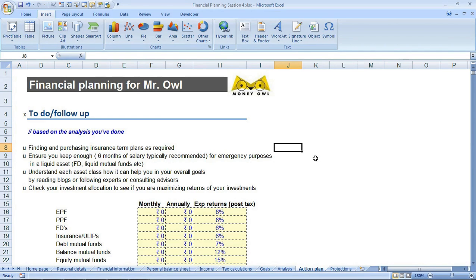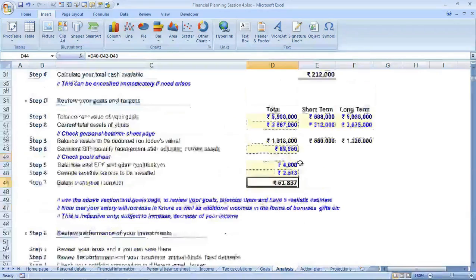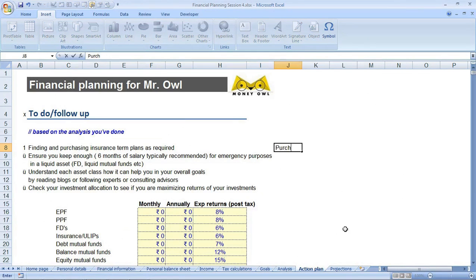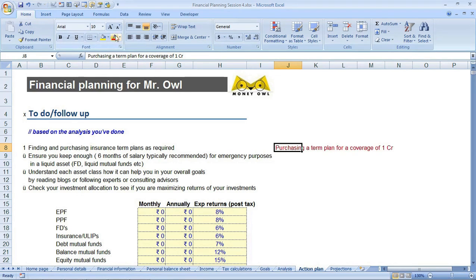So now let us create an action plan based on the analysis and the data which we did. I'm writing it here against each goal. So first point, finding and purchasing insurance as required. In our analysis earlier, we found out life insurance probably this guy needs to take more. Medical insurance is enough, both for himself as well as for his parents. So the action plan would be purchasing a term plan for a coverage of 1 crore.